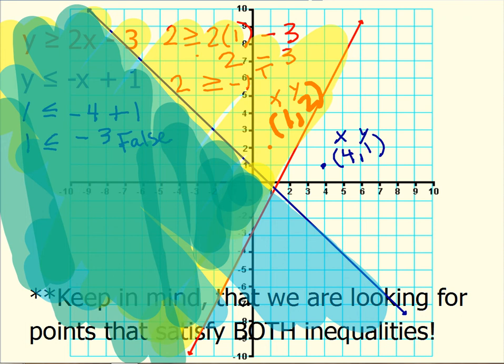So that's kind of the gist of it. I'm going to graph both inequalities with shading, and I'm going to look for where the two inequalities overlap. I'm going to use some colored pencils. You're going to use some colored pencils on your assignment so that you can show me where the two overlap, and that's going to be in a different color.